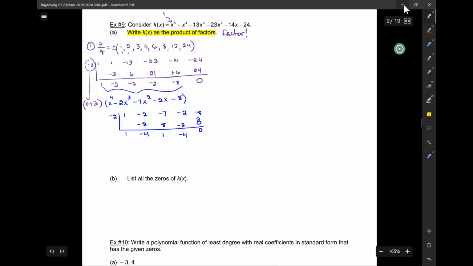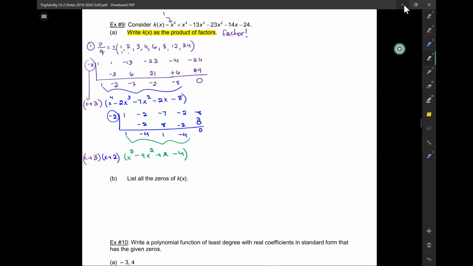Now, what do I have? I have the x plus 3 from before. I have the x plus 2 from here. And then in addition, I have this guy. Now, what's the exponent? X to the 3 minus 4x squared plus x minus 4.